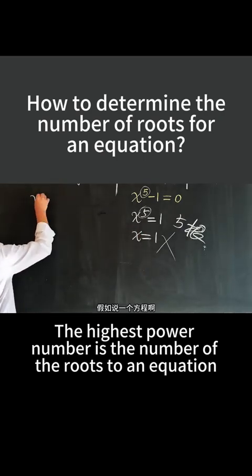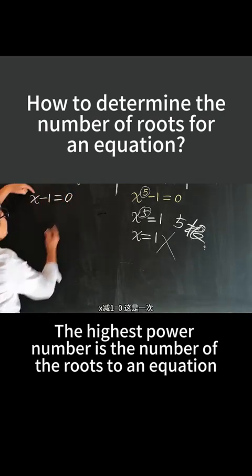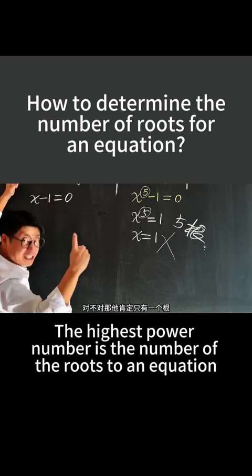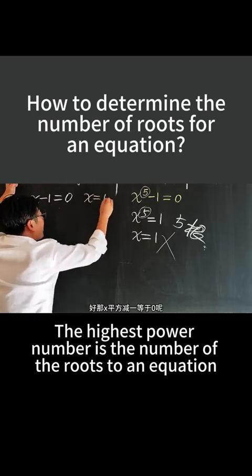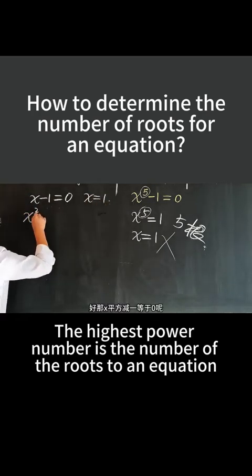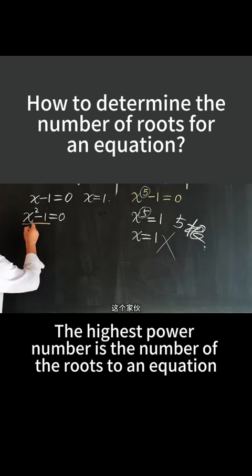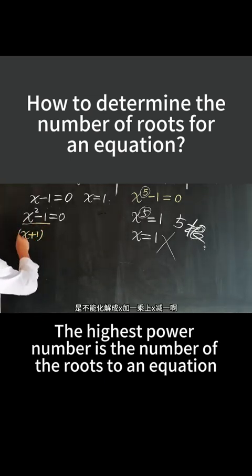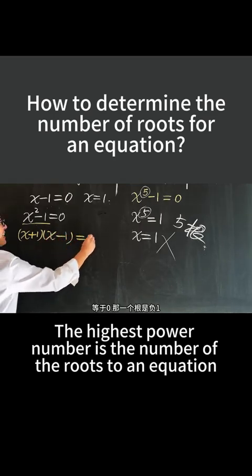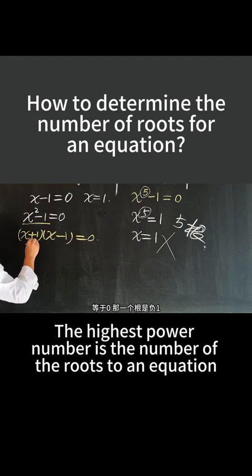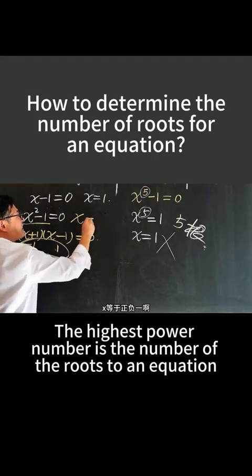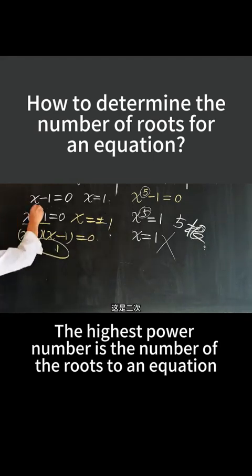Suppose we have an equation x minus 1 equals 0. That's first degree, right? So it definitely has only one root, x equals 1. Okay, what about x squared minus 1 equals 0? That's second degree, so it definitely has 2 roots. What are these 2 roots? This can be factored into x plus 1 times x minus 1 equals 0. So one root is negative 1 and the other is 1, right? X equals plus or minus 1. This is a quadratic, so there are 2 roots.